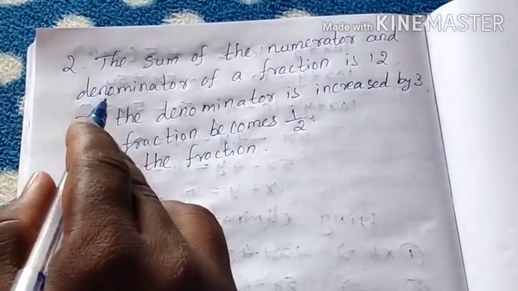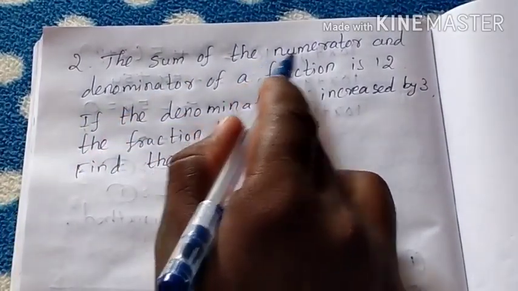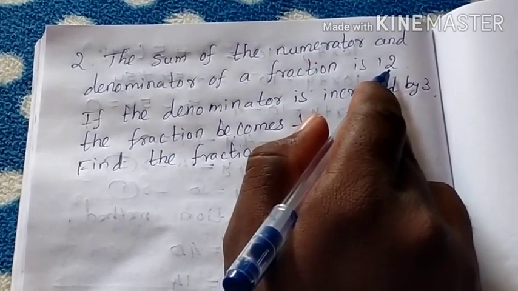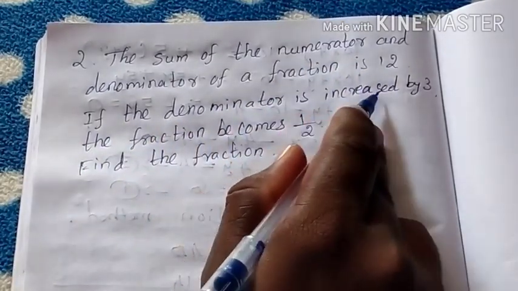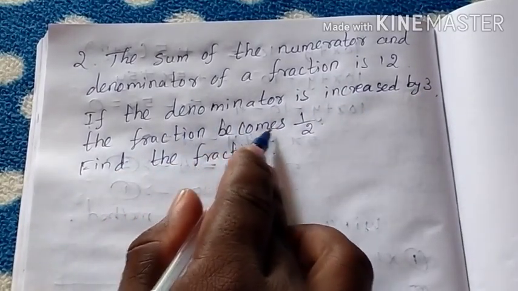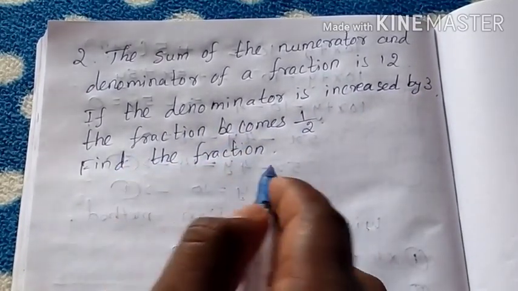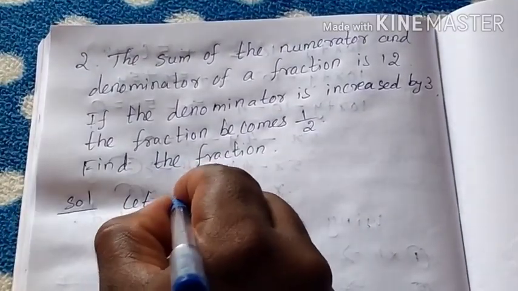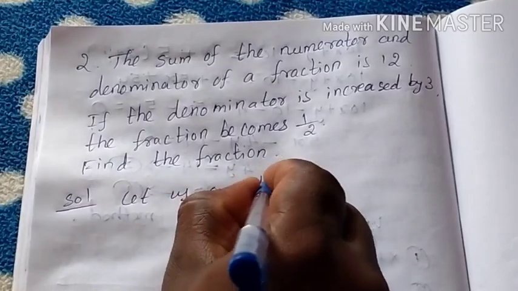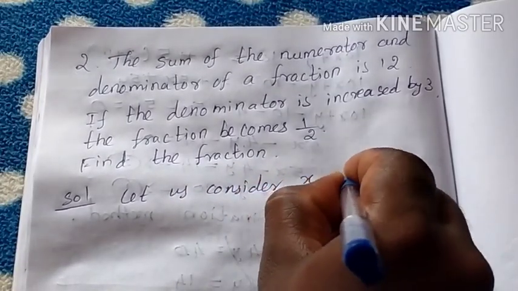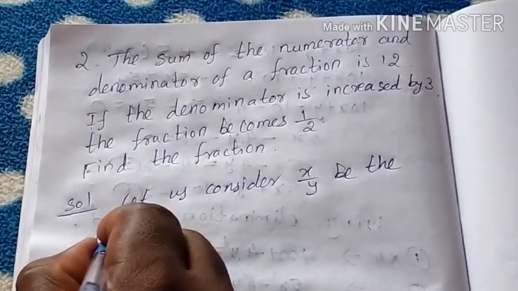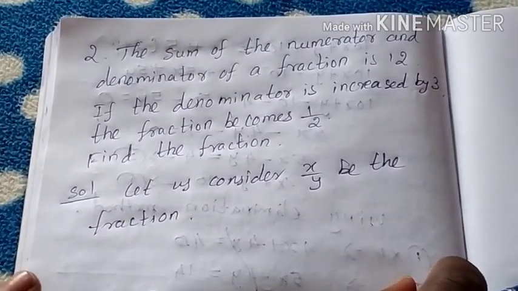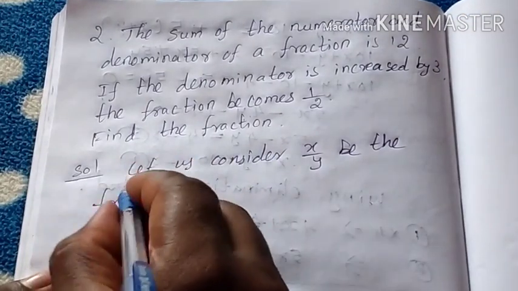Okay, listen to the second question. The sum of the numerator and denominator of a fraction is 12. If the denominator is increased by 3, the fraction becomes 1 by 2. Find the fraction. The solution. Let us consider x by y be the fraction. This is our assumption. So use the given condition.